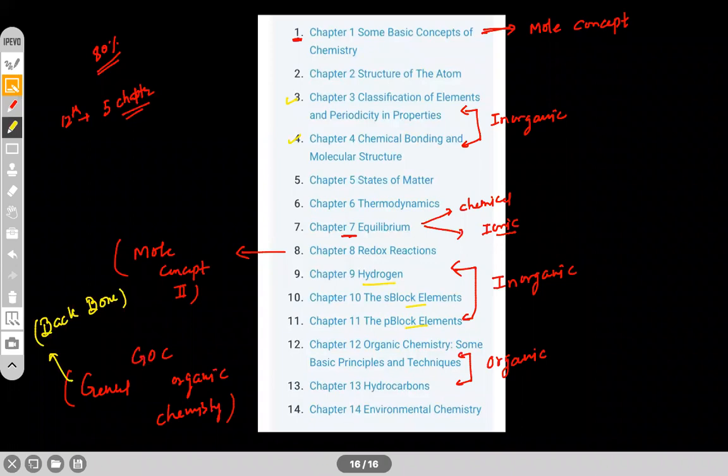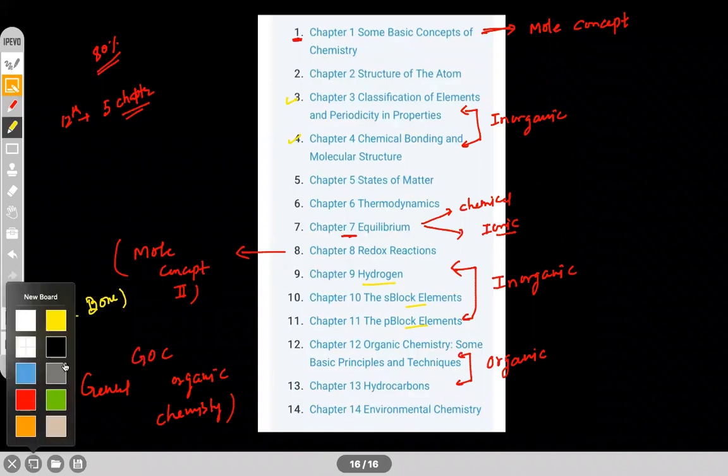We were doing concentration terms. We have discussed two concentration terms, molarity and molality. Apart from this, we have other concentration terms: normality, formality, weight by weight percent, weight by volume percent, volume by volume percent, parts per million. These are various concentration terms, but the most commonly used are molarity, molality, and normality. So you have to be very careful with these three terms. How do we use them? What all things can we find out from these concentration terms?